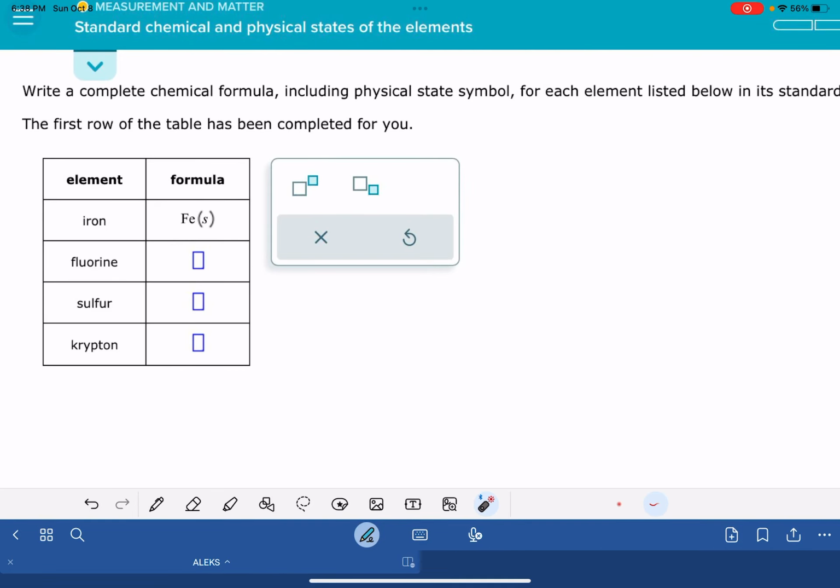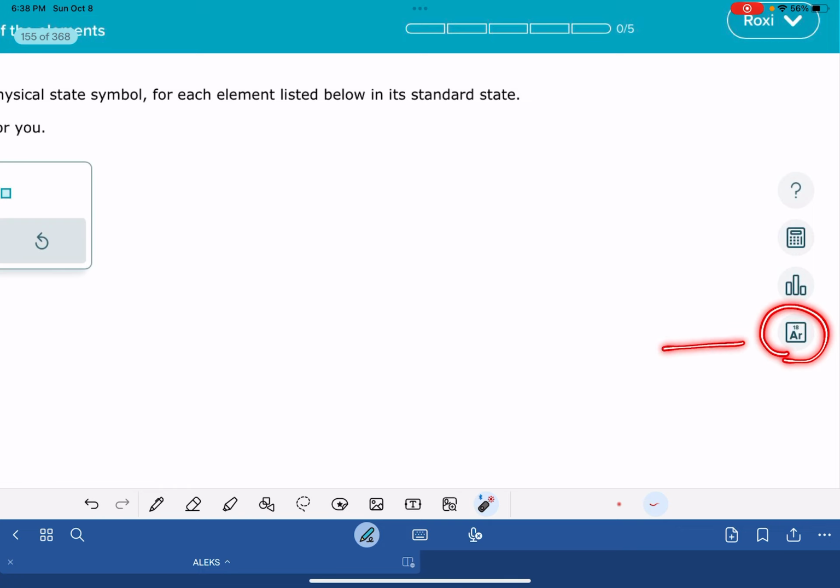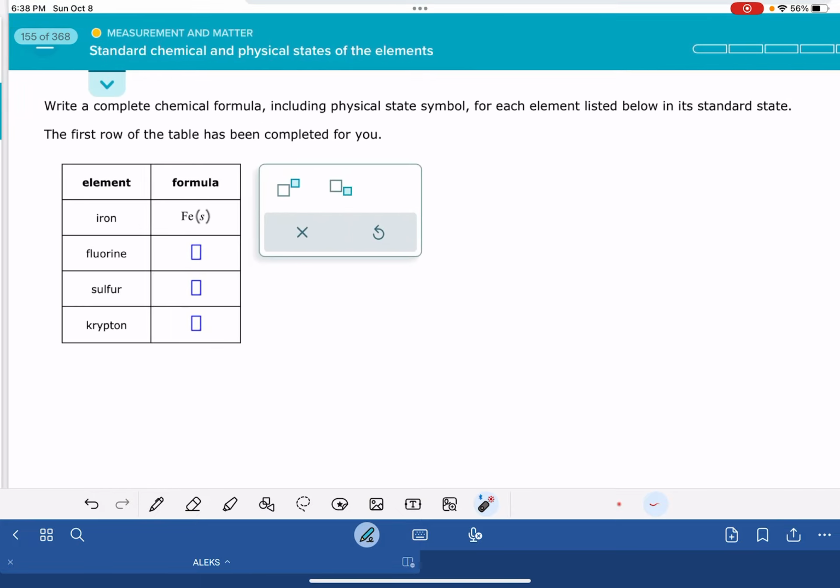In this video, I'll give you some tips for solving the ALEKS problem called Standard Chemical and Physical States of the Elements. To help you solve this problem, you are going to probably want to pull open a periodic table. ALEKS's periodic table is going to be a good resource for this problem. You're definitely going to want a periodic table that makes it easy for you to identify the metals and the nonmetals on the periodic table.